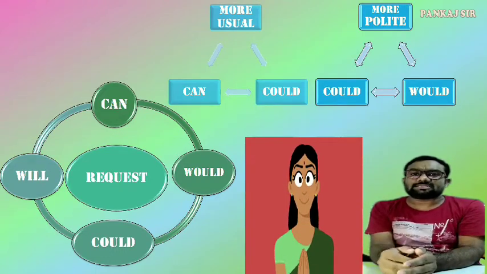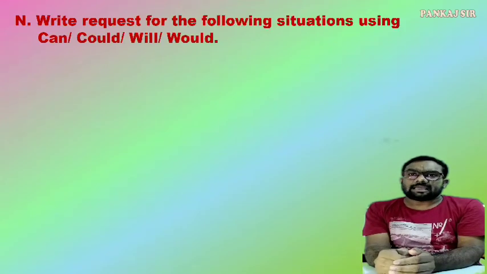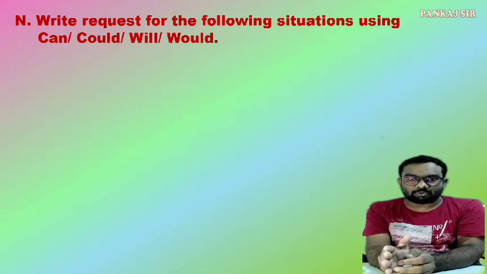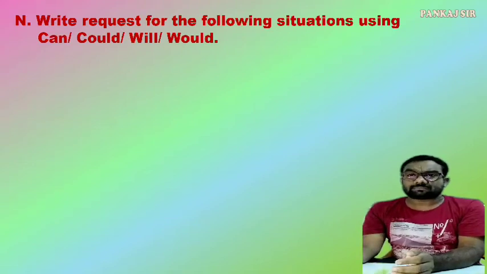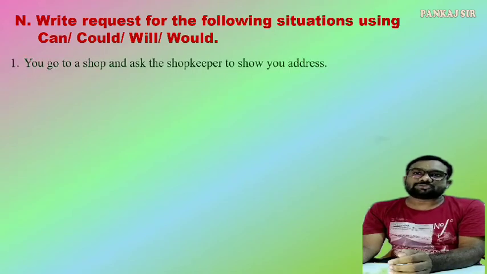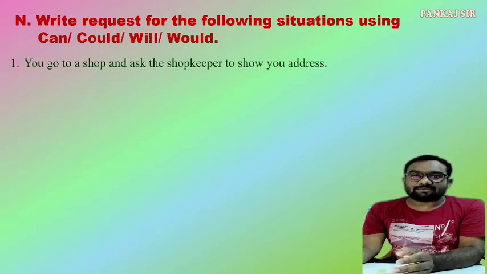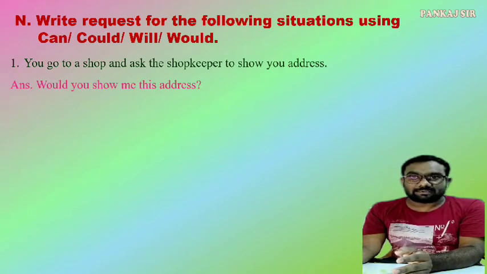Then let us see the related exercises. Exercise M: write requests for the following situations using can, could, will, would. Okay, so these are the modals we have to use. The first sentence on our screen is: you go to a shop and ask the shopkeeper to show you an address, right? So you have to see the address. How will you request? So, would you show me this address? This kind of request we can make.